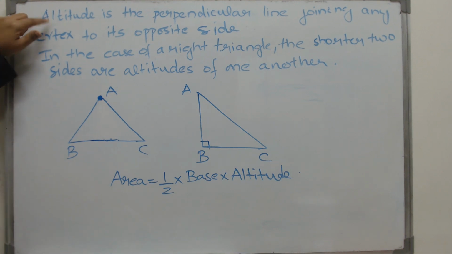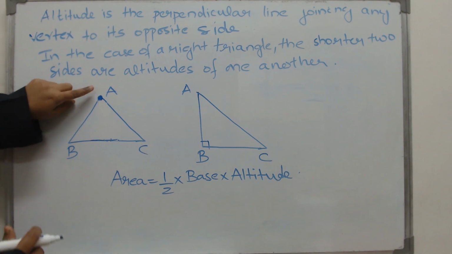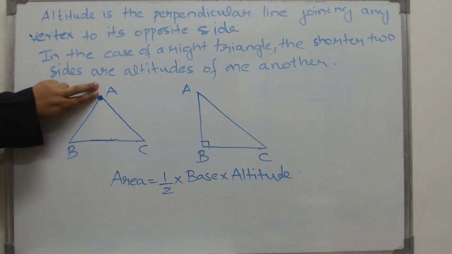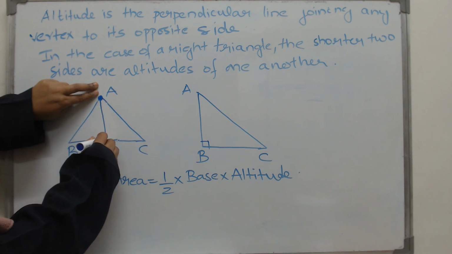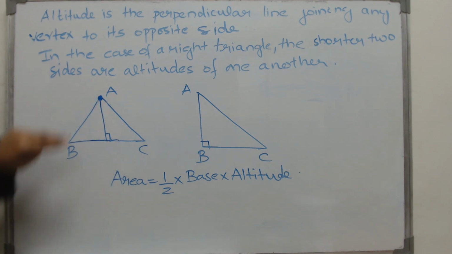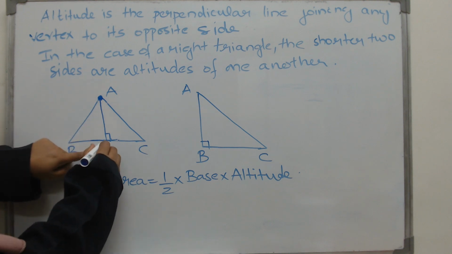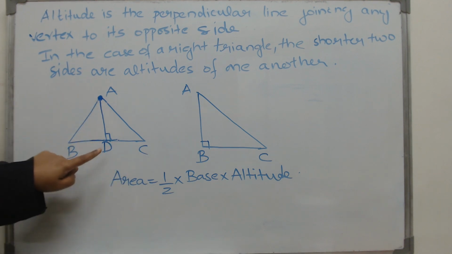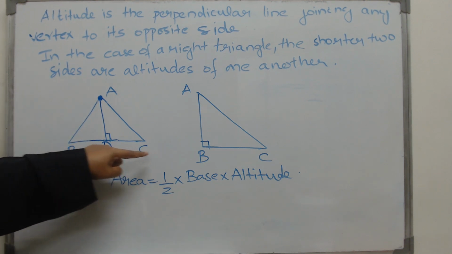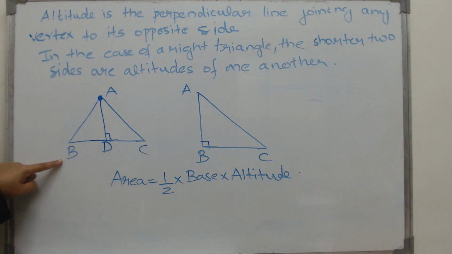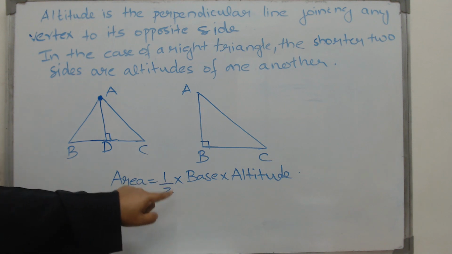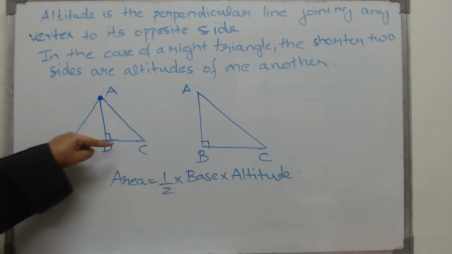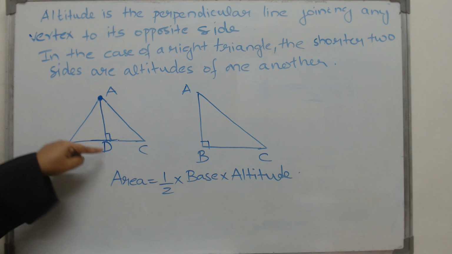Your altitude is a perpendicular line which joins the vertex of a triangle to its opposite side. And it is perpendicular to the opposite side. Now, this line here, AD is known as the altitude and BC is known as the base. An area of any triangle is equal to half into base into its corresponding altitude.